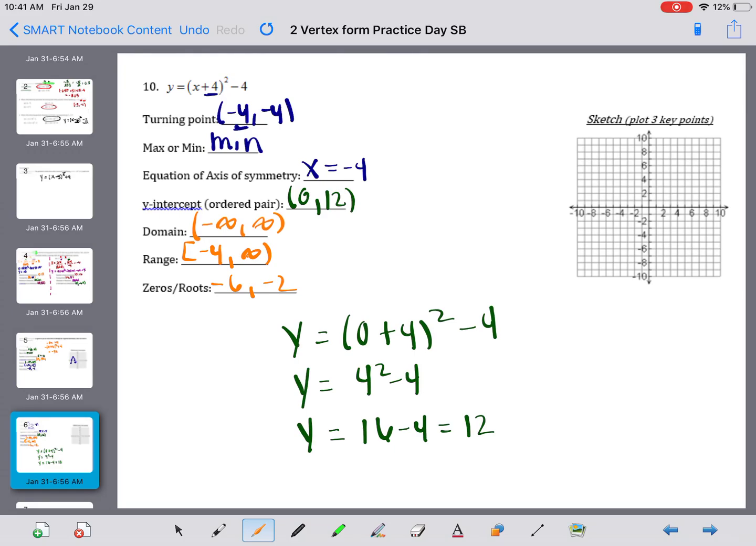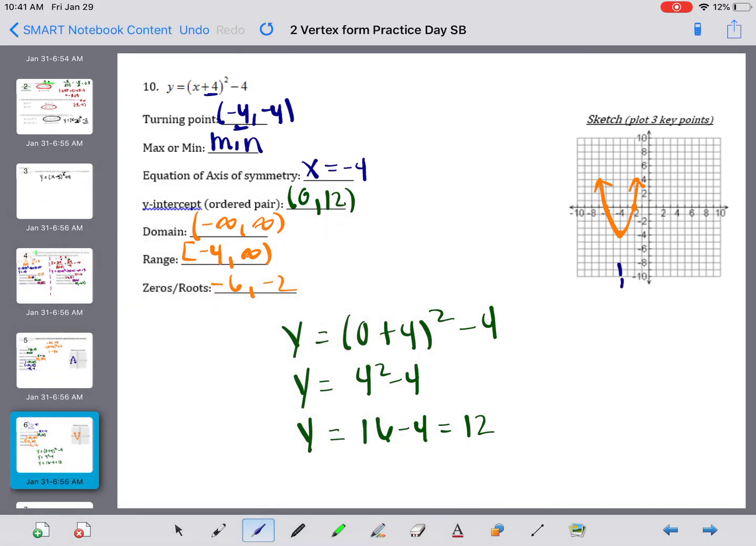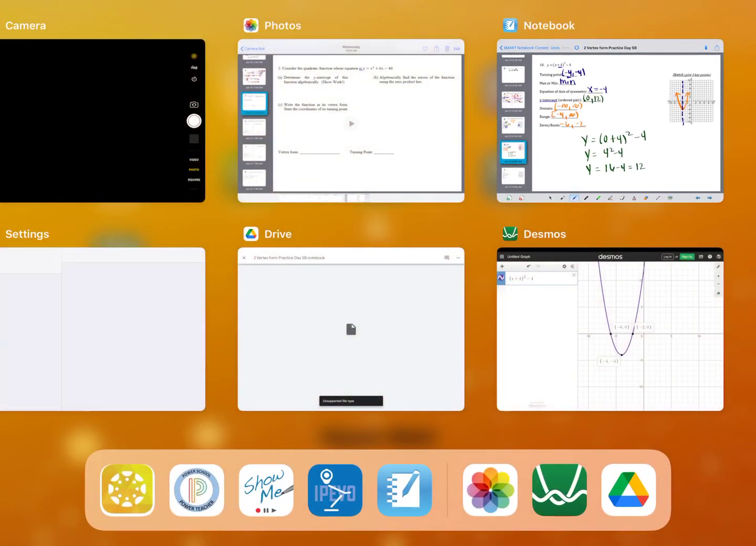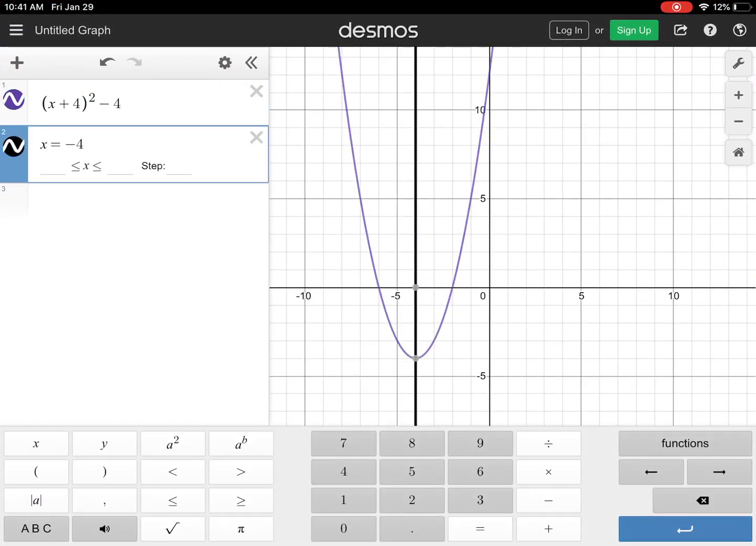When we graph it, it looks like this. We go to our turning point, negative 4, negative 4. And graph our roots, negative 6, negative 2, and connect. It's a min, our turning point matches. Again, your axis of symmetry is just that imaginary line that goes right down the middle of your vertex. And if you also want to make sure you have the right axis of symmetry, graph it. You can say x equals negative 4, and it should go right through your, vertically through your vertex.